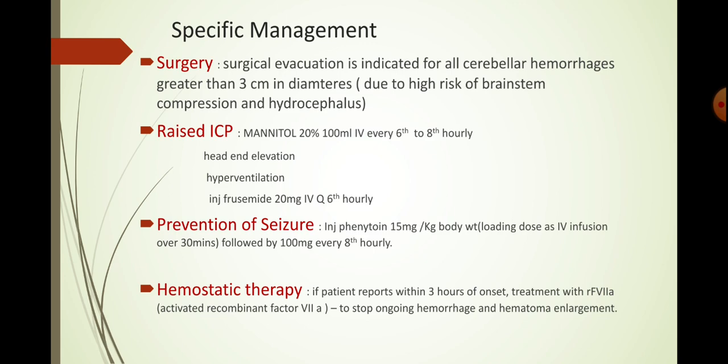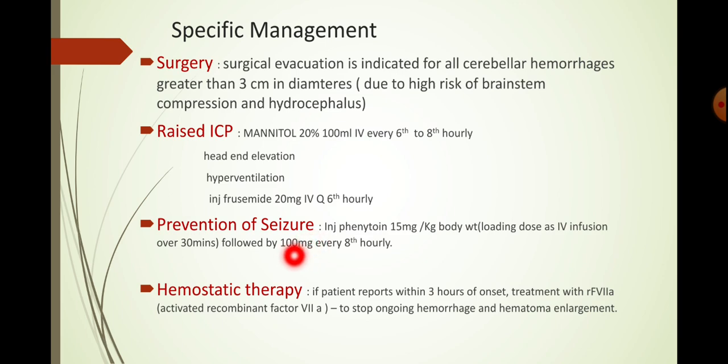Now, we told increased pressure is there on the brain because of the hematoma enlargement. So, raised ICP, that is raised intracranial pressure. How do you manage it? Mannitol 20%, 100 ml IV should be given every 6 to 8 hourly, and along with that you can give injection furosemide and you can give head end elevation.